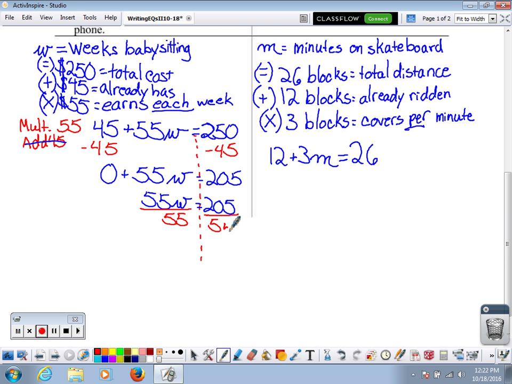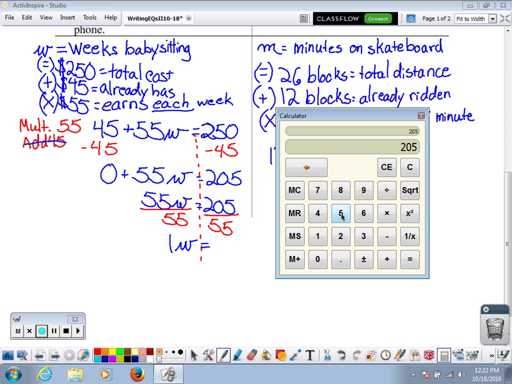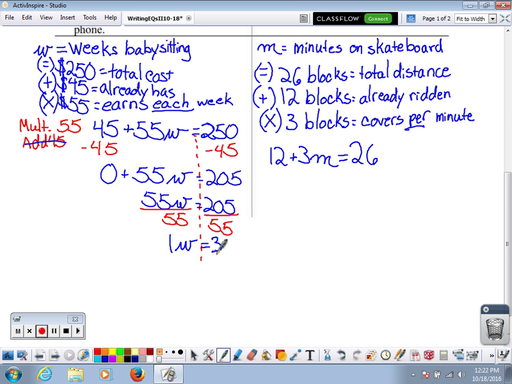Good. We're going to divide both sides by 55. Now, 55 divided by 55 is 1. So I get 1W equals, and then if I do 205 divided by 55, we'll get 3.72 repeating. Okay, and the 7 and the 2 are what's repeating. So W equals 3.72. We put the repeating bar over both the 7 and the 2.